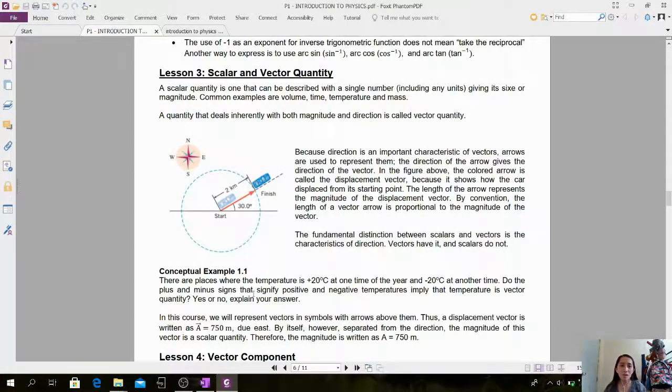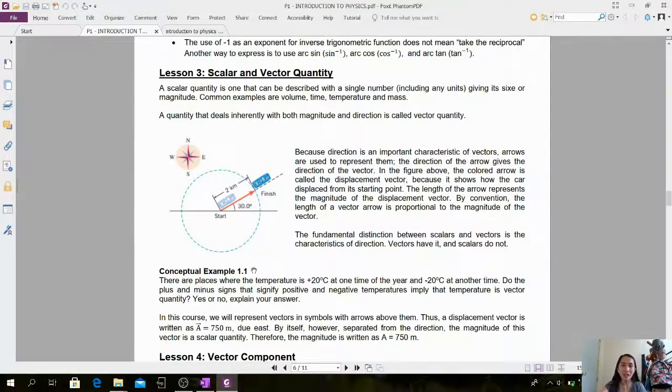So now, let's proceed to scalar and vector quantity. So ano nga bang pinagkaiba ni scalar at ni vector? So in scalar quantity, we only have magnitude. Wala po tayong direction. So an example of a scalar quantity is the volume. So for example, 1 cubic meter. That is only a magnitude and we don't have a direction.